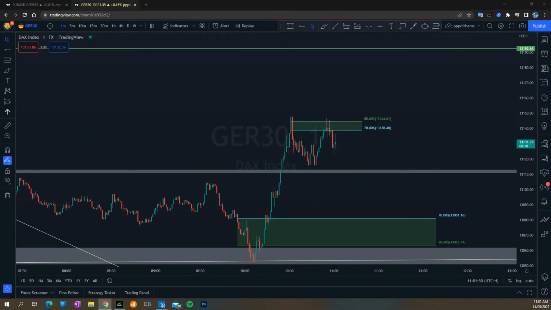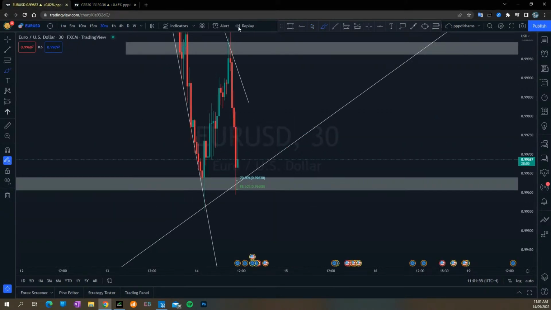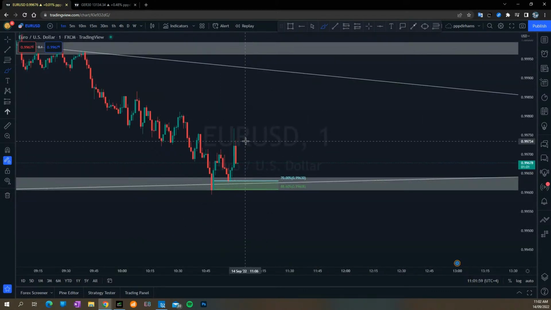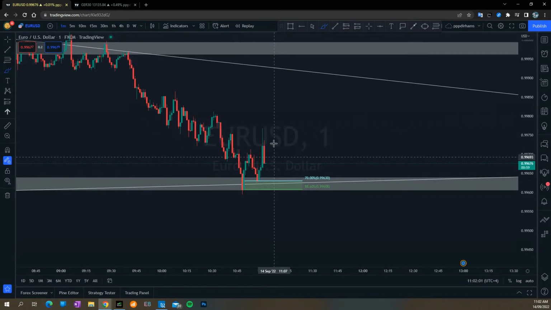All right, let's see. German index, do what's good today. Euro USD, do what's good as well. We need you to do us some good. Yes, I love what I see here. So price may have to retest this level again. If it breaks it, fine.